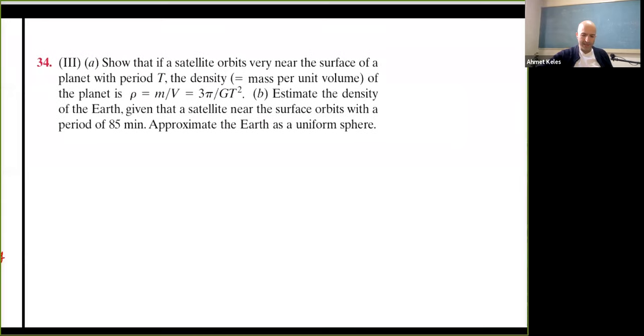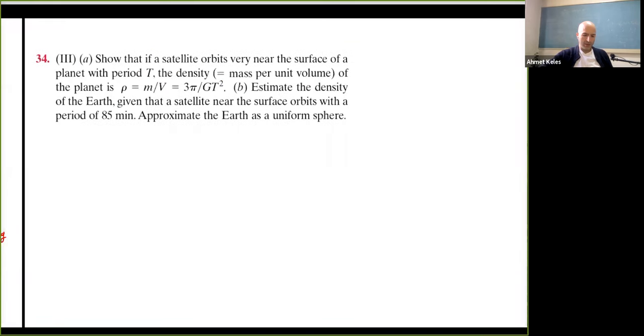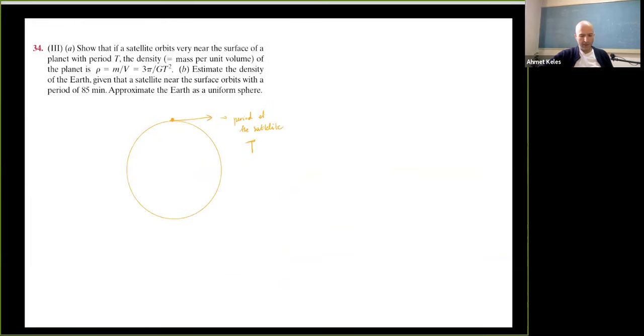Show that if a satellite orbits very near the surface of a planet with period T, the density, defined as mass per unit volume of the planet, is given by this expression. Maybe I can draw a picture like this. You have a planet and there's a satellite. Let's say this satellite is very near the surface. We neglect this little gap. And its period is T, and I want to calculate from this T the density rho.